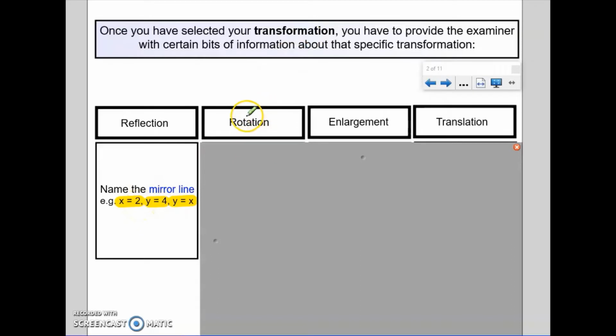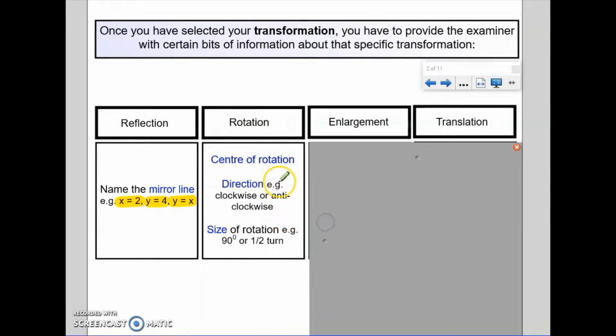If you decided that your transformation was a rotation, the additional information you need to give are the three things I've highlighted in blue here. You need to give a center of rotation, so you need to give some coordinates where the rotation originated. A direction, are you going to go clockwise or anti-clockwise? And then also the size of the rotation. Is it a 90-degree turn or a 180-degree turn? Or you may explain the turns in terms of fractions, half turn, quarter turn, etc. So for a rotation, you need to give three additional bits of information.